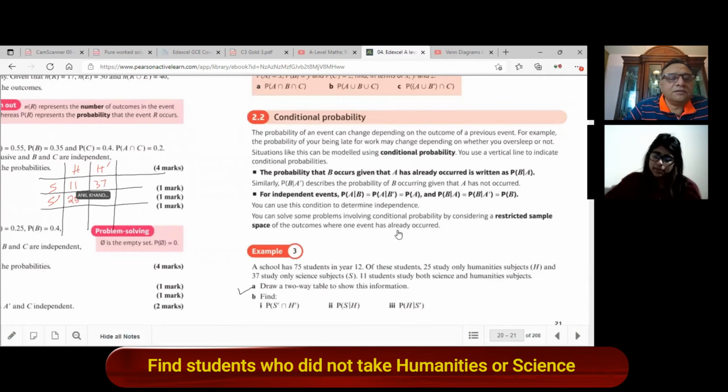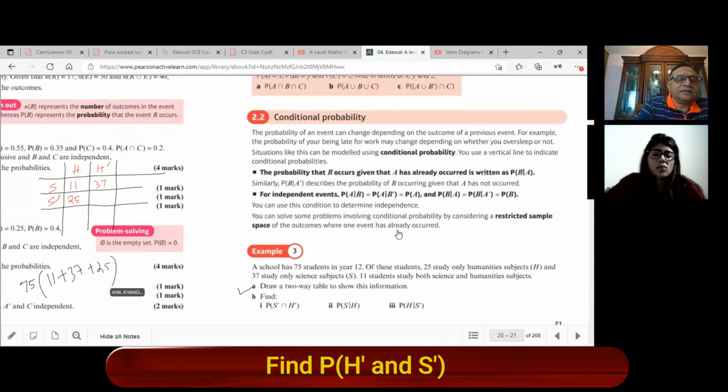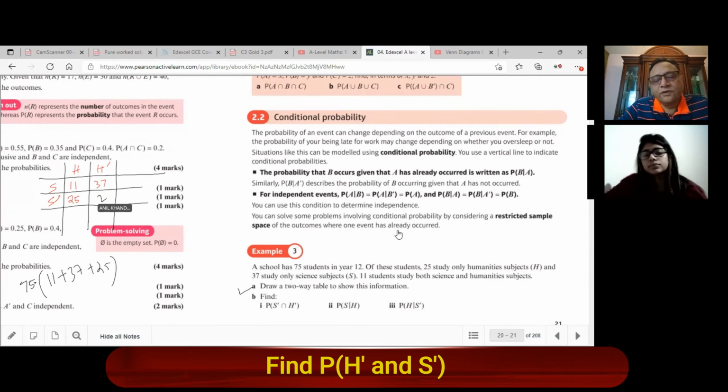Oh, so then you add them up. The total is 75. 11 plus 37 plus 25 is 73. So that means 2 in the none. So 75 take away that is 2. So you got that, right? Yeah. So we got this.